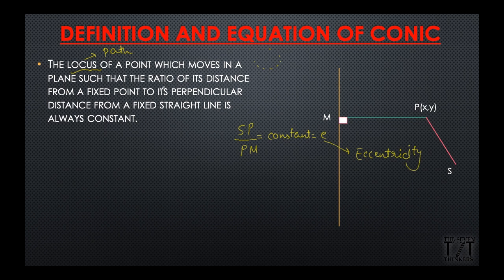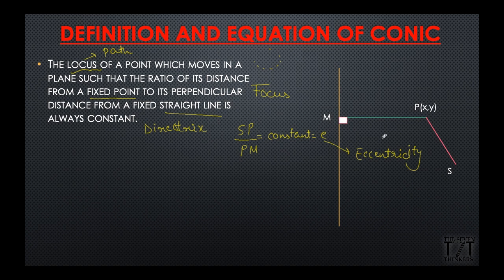But we have something more over here, that is, this point S or the fixed point is known as the focus, and this fixed straight line is known as the directrix. So SP by PM is equal to E, and this is the definition of a conic.